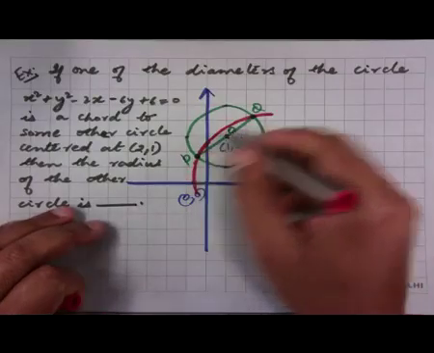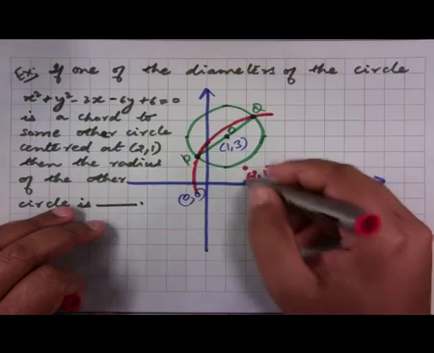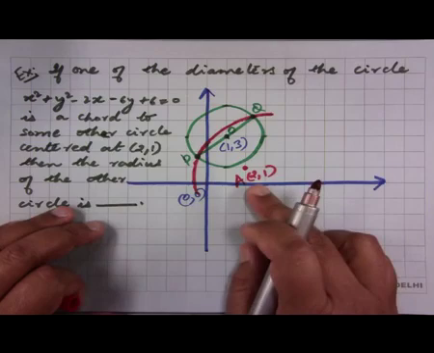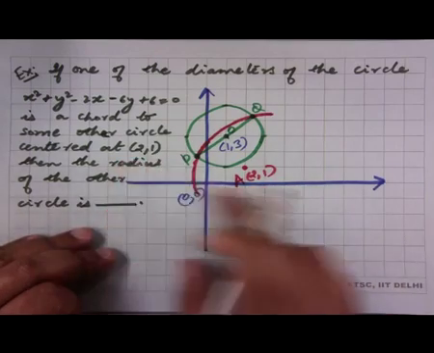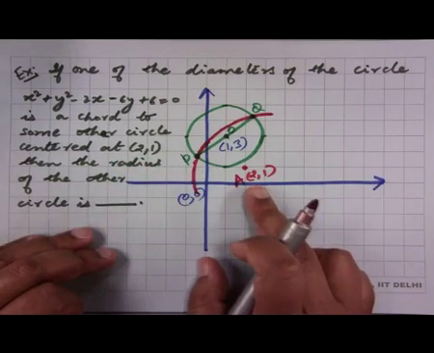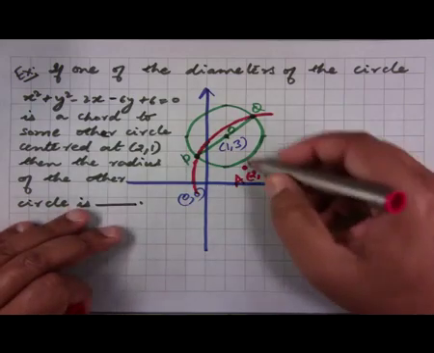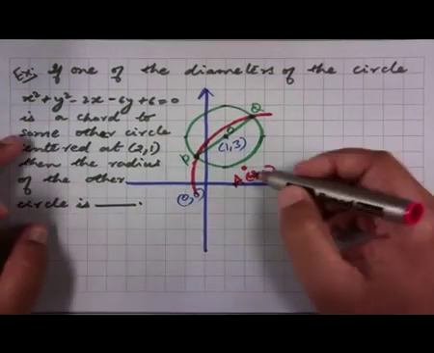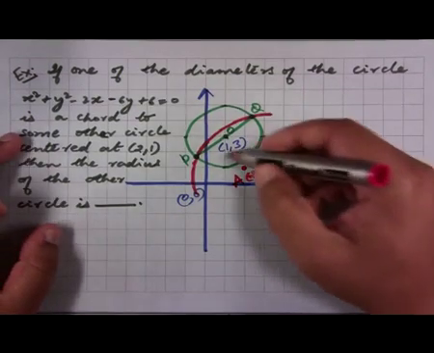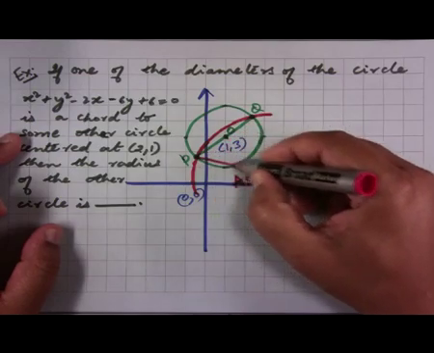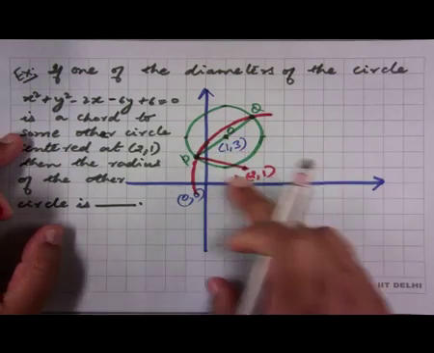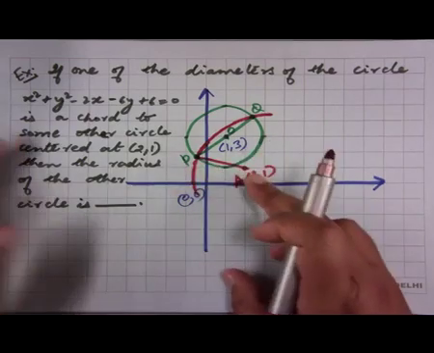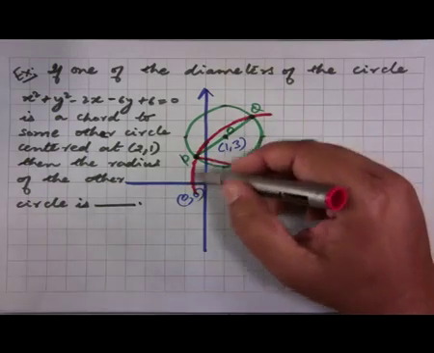Let the center of this red circle be this point A, whose coordinate is given to be 2, 1, and we are asked to find this distance AP, which will be the radius of this red circle.